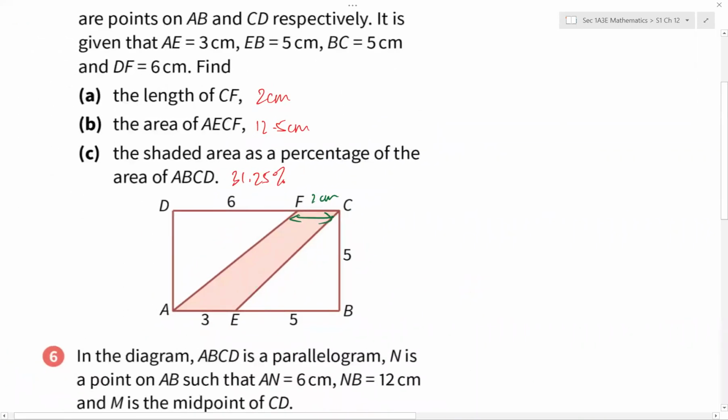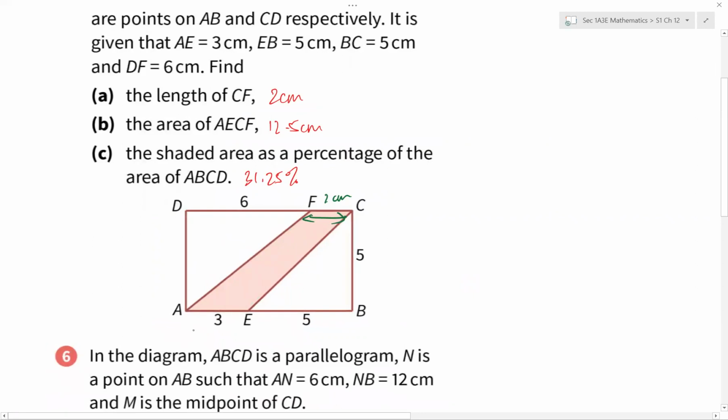Okay, so FC is simply 2 cm, because the length of the rectangle is just 8 minus 6, you get 2. Simple. Now the area of AECF. AECF, basically the shaded area.